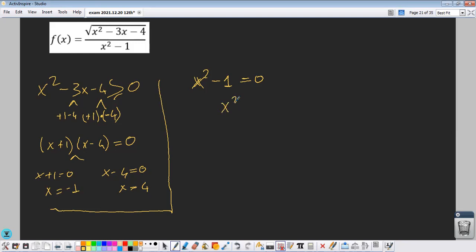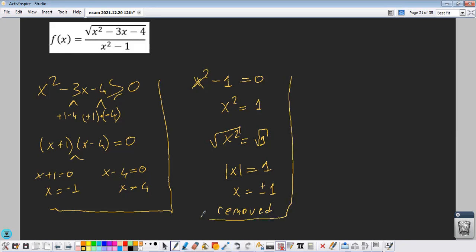So you can write that -1 goes to the other side as +1, x squared is equal to 1, so absolute value of x is equal to square root of 1. In this step, we should take the square root of both sides. Square root of 1 will always be positive 1, but the square root of x squared will be the absolute value. That's why when x is plus or minus 1, the denominator is 0. These answers should be removed after you check the sign chart, if they are inside the answer part.